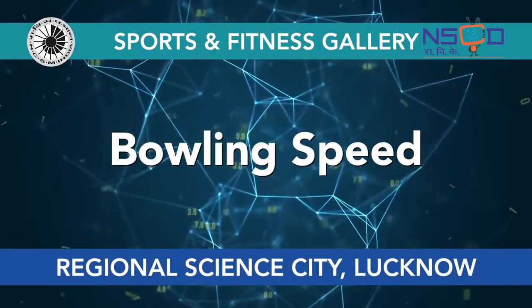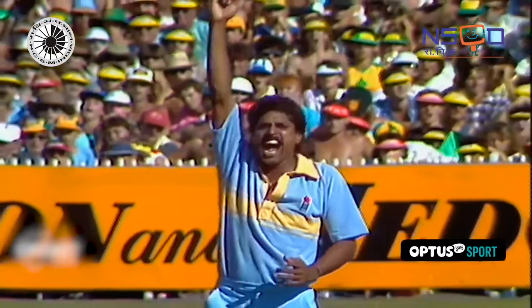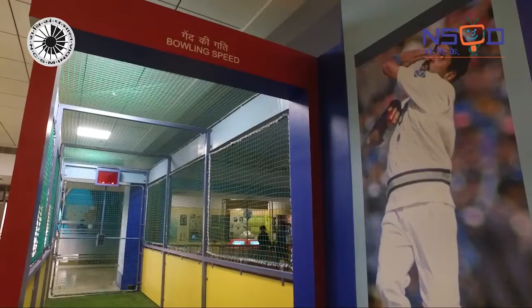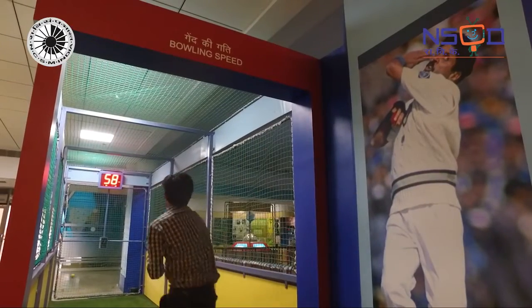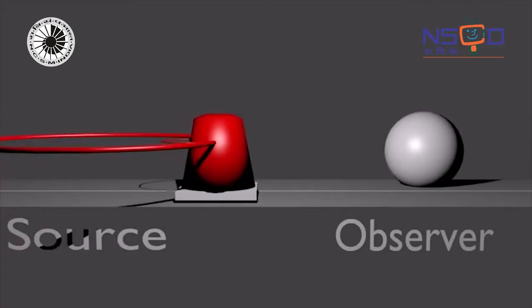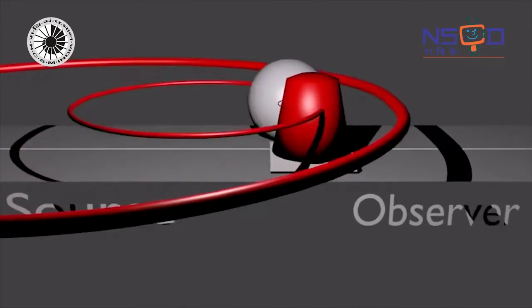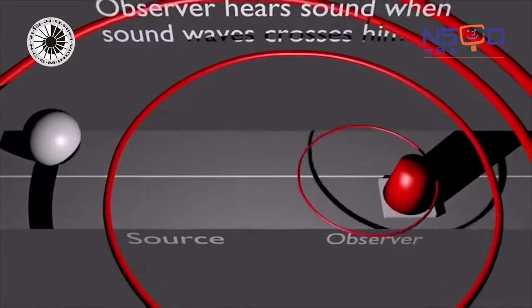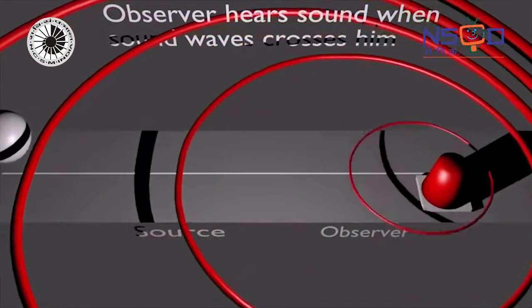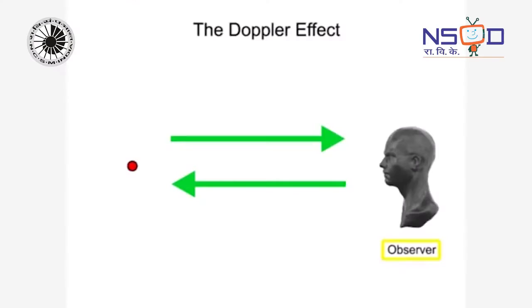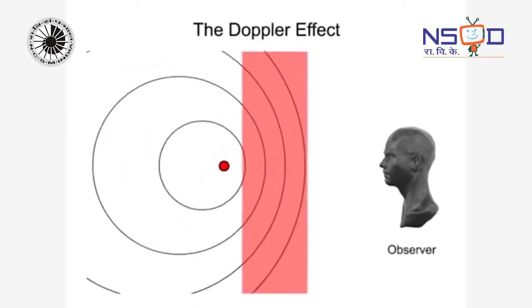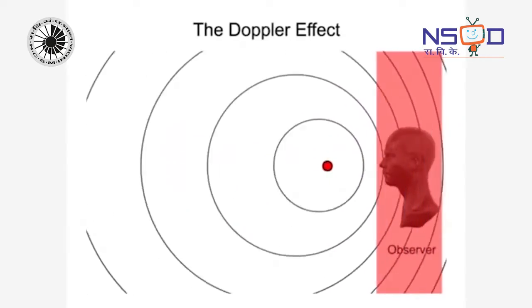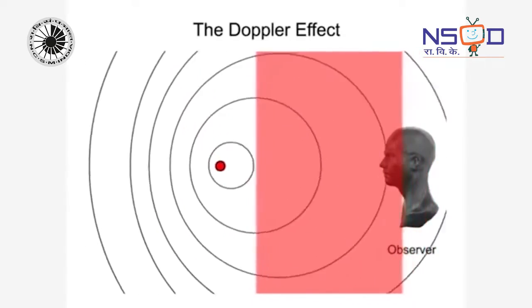Bowling speed. Can science measure the awesomeness of Kapil Dev's bowling? Well, the bowling speed can be measured. How? When radio waves hit an object, such as a ball, they bounce back. But their frequency changes as the ball moves away from the observer. This change of frequency occurs as the source and observer of a wave move closer or away from each other.